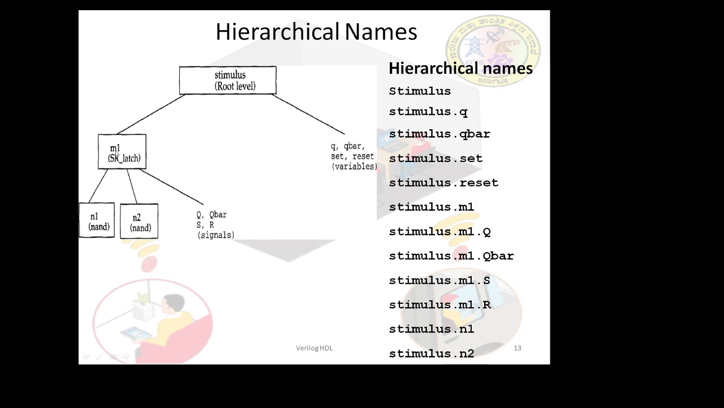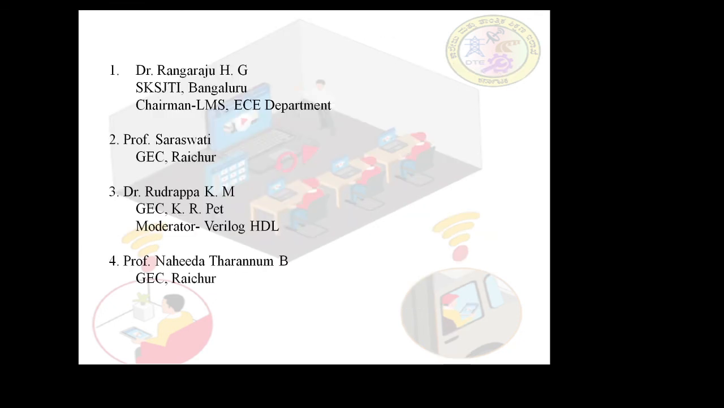This stimulus instantiates the SR latch with the label M1, so we have stimulus.M1, and M1 has the identifiers Q, Q bar, S and R: stimulus.M1.Q, stimulus.M1.Q_bar, stimulus.M1.S, and stimulus.M1.R. And this SR latch in turn instantiates the two NAND gates, so we have stimulus.N1 and stimulus.N2. This is how we give the hierarchical names. Thank you.